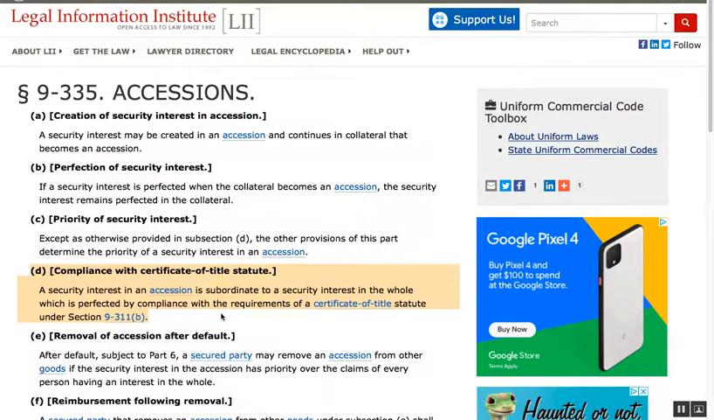And this rule gives super priority to the secured party with the perfected security interest in the certificate of title goods as a whole. That is, the dealer with a security interest in the automobile will always defeat another secured party with a security interest in the accessions, such as the tires. So they get that super priority.